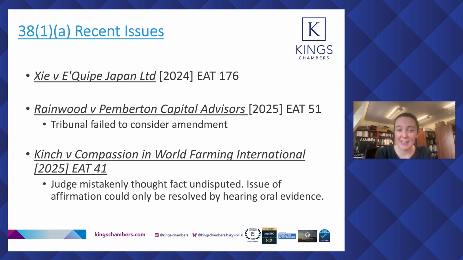So taking the case at the highest, i.e. all of the incidents which she alleges happened, that would be enough potentially to shift the burden of proof, and therefore the direct discrimination claim shouldn't be struck out. Similarly, in the recent case of Rainwood, the tribunal failed to consider whether an amendment would allow essentially the claims to surmount that threshold of no reasonable prospect of success. And in Kinch, the judge mistakenly thought that a fact was undisputed at a preliminary hearing when it wasn't. And actually an issue of whether the contract could be affirmed, had been affirmed or not by the claimant, could only be resolved by hearing oral evidence.